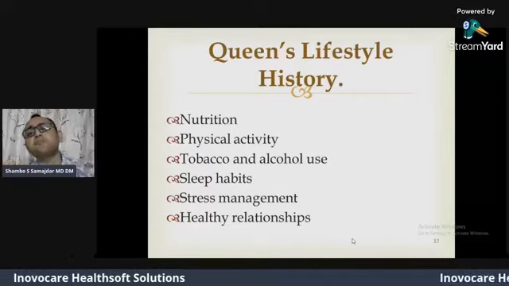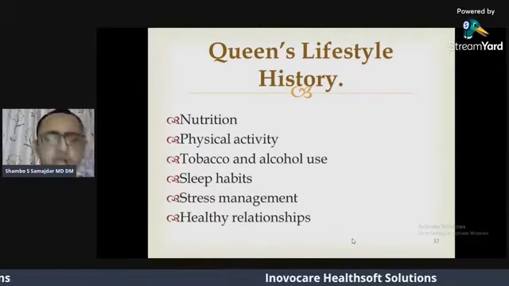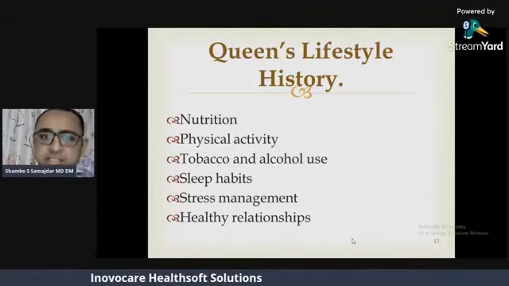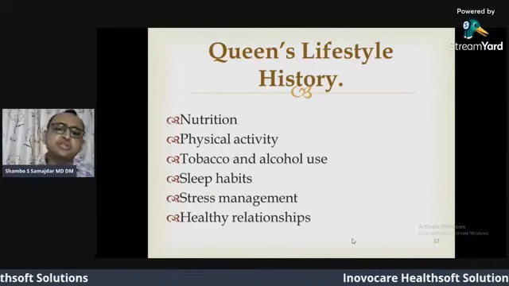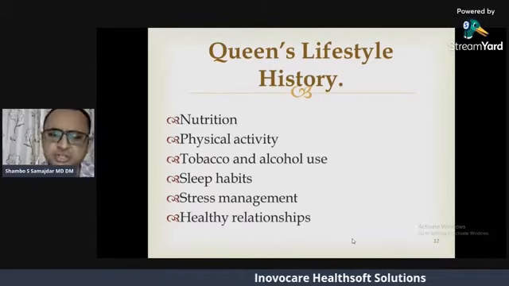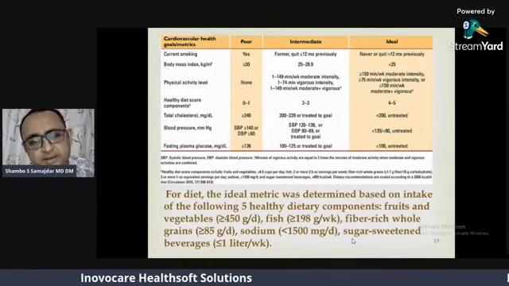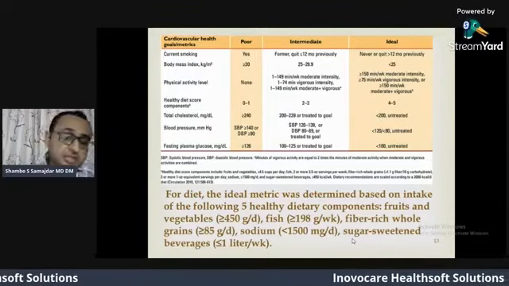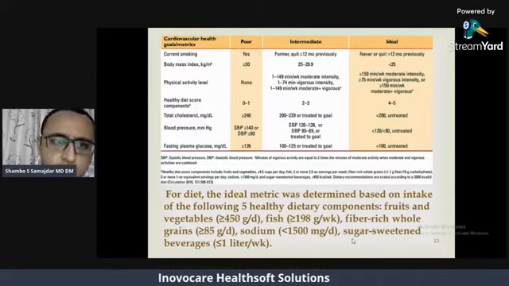So we need to take one specific lifestyle history, named Life's Essential 8 lifestyle history. Need to take proper history on nutrition status, physical activity level, tobacco or alcohol use, sleep habits, stress management, and healthy relationships. And with that we can start giving them some specific recommendations to change their bad habits. Again, this is cardiovascular health or goal metrics.